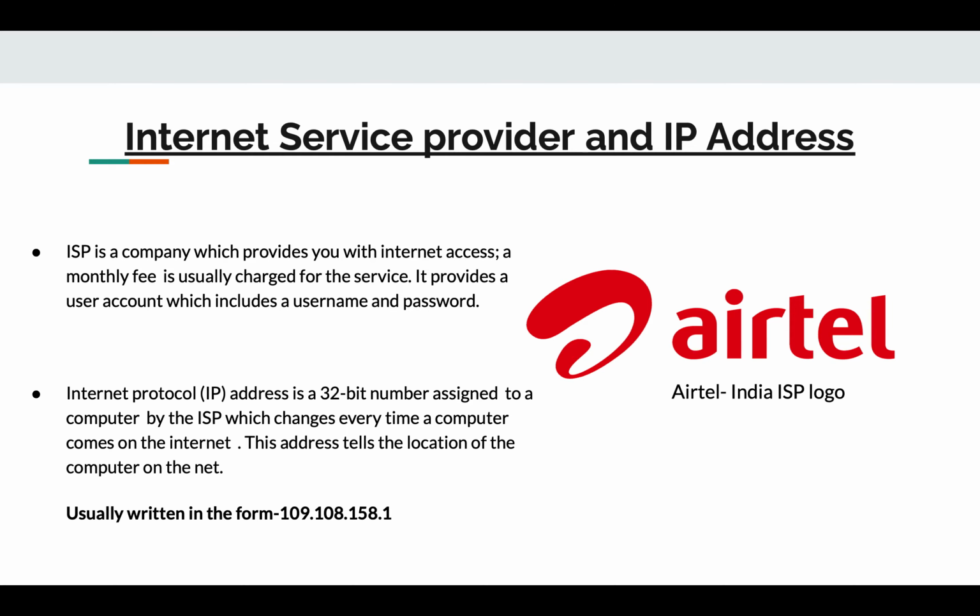Moving on to IP address. Internet Protocol address is a 32-bit number assigned to a computer by the ISP, or Internet Service Provider, which changes every time a computer comes on the Internet. This address tells the location of the computer on the net. Usually, it is written in this form: 109.108.158.